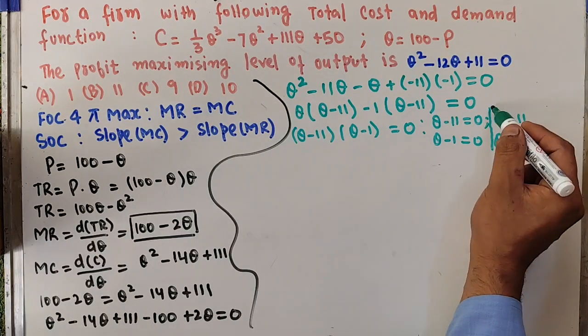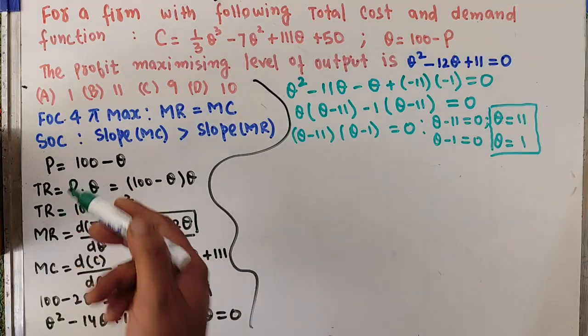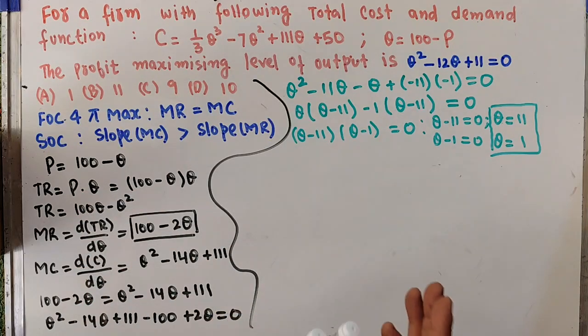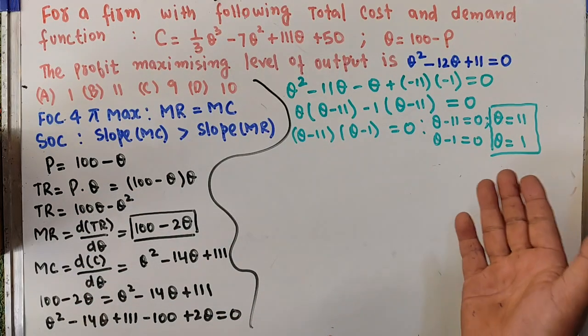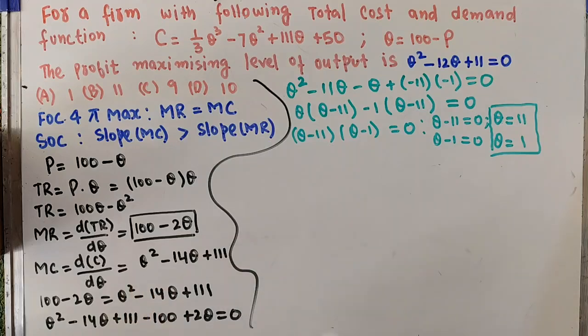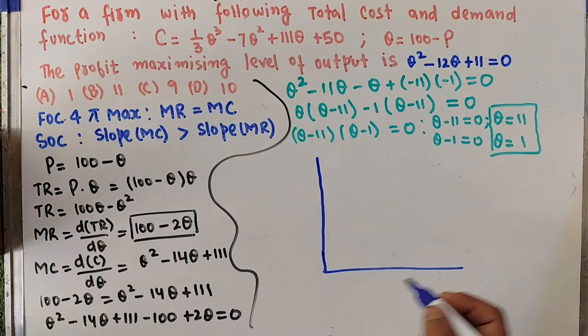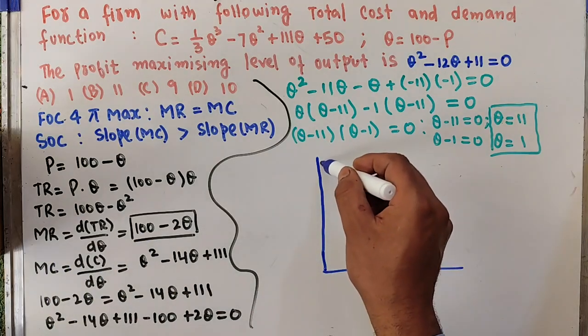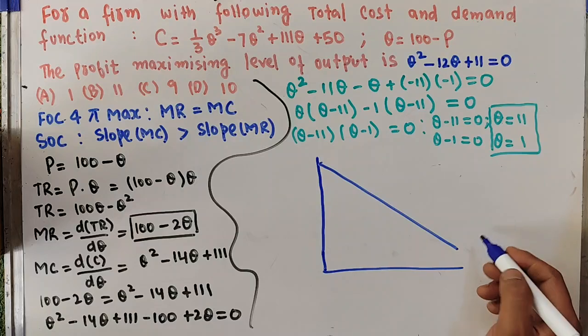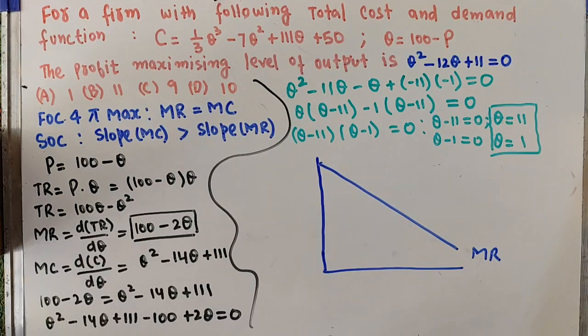Since we got two values for Q, that is why we are supposed to check the second order condition. Okay, so you can see when we equate the marginal revenue with the marginal cost, we got two solutions. It looks like this if I can draw it roughly. Where is our marginal revenue function? This is downward sloping like this. This is our marginal revenue function. Then we have the marginal cost function.